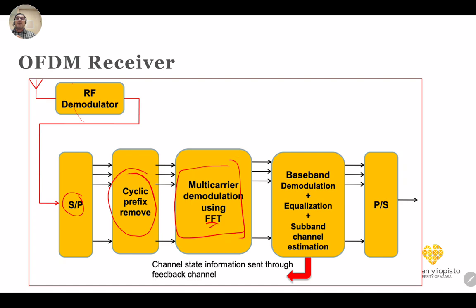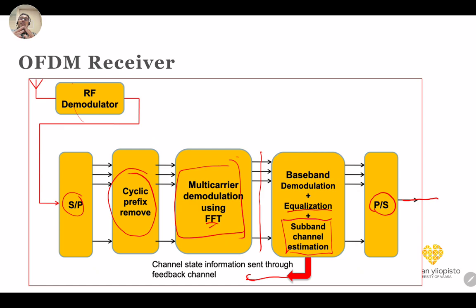The inverse operation brings the signal to its original form, but it will still be in parallel, as you can see here. Now we make the baseband demodulation. We have the equalization here. We have the subband channel estimation, so we can send some channel state information back to the transmitter if needed. After that, we have the parallel to serial converter, and then we have our original signal. So this is actually the concept of OFDM.